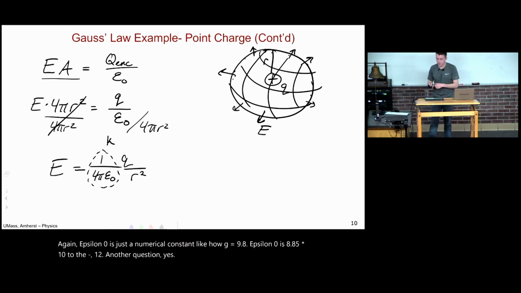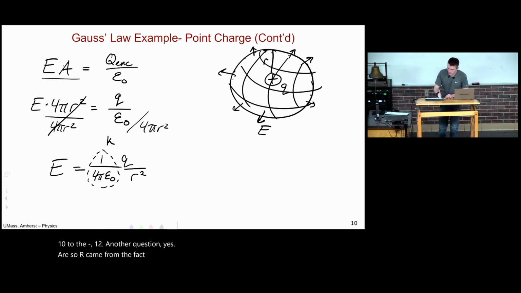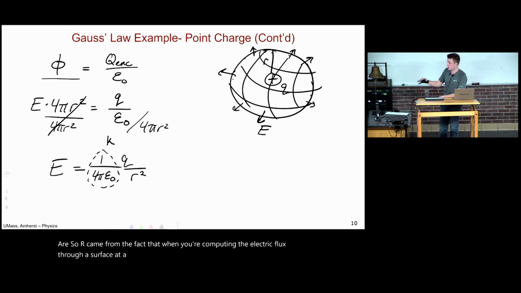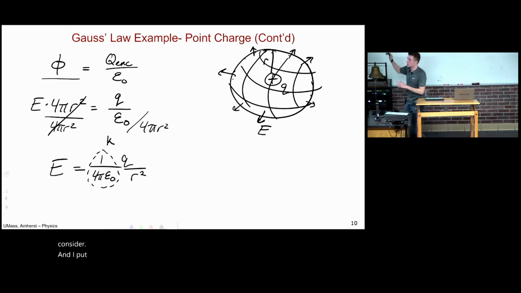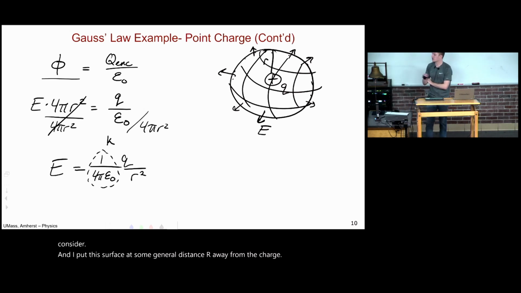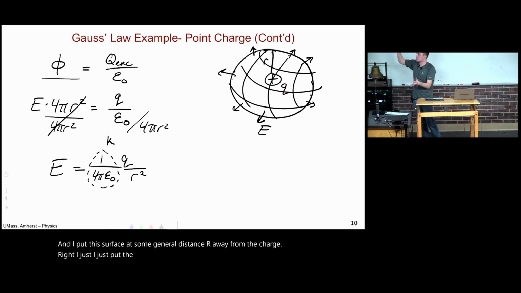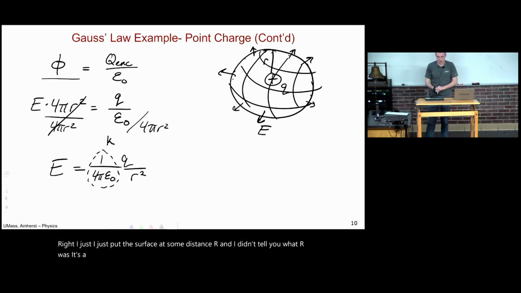So r came from the fact that when you're computing the electric flux through a surface, you multiply the electric field times the area of the surface that you're considering. And I put this surface at some general distance r away from the charge. Right? I just put the surface at some distance r, and I didn't tell you what r was. It's a variable. Okay.